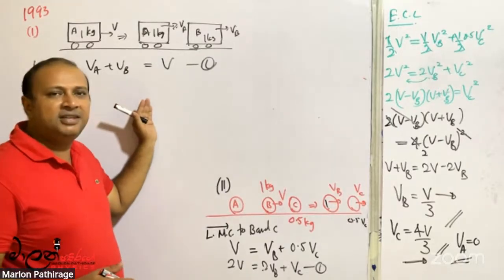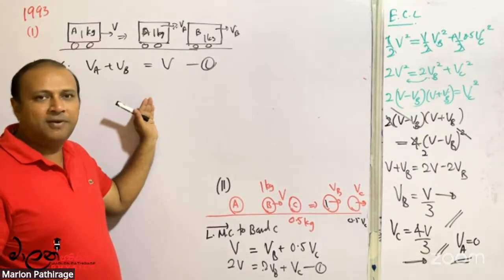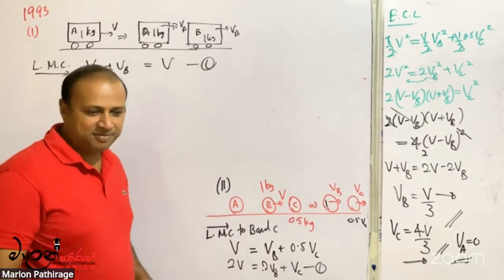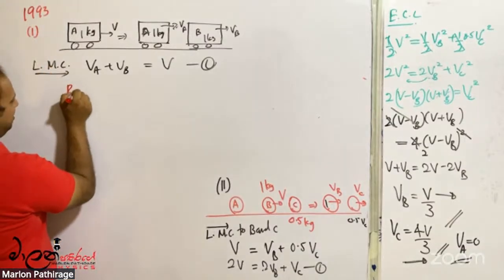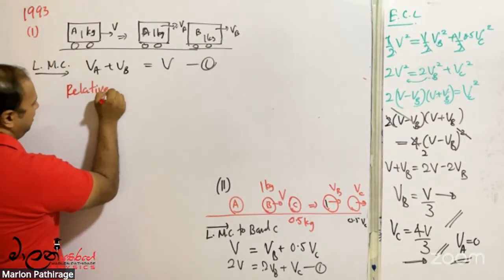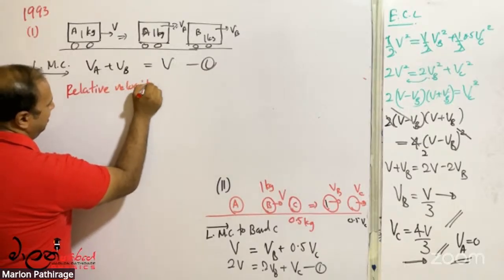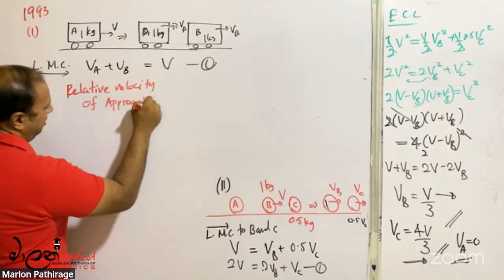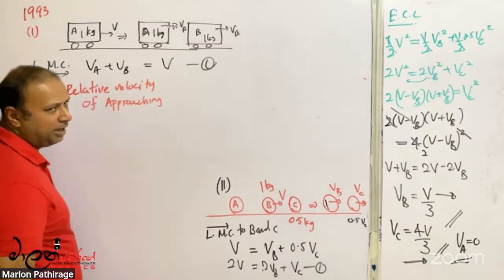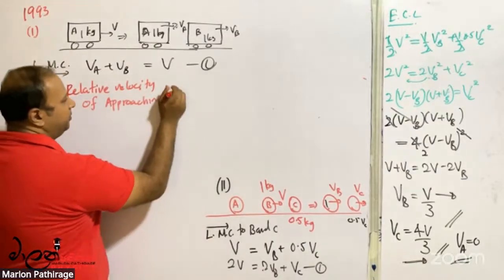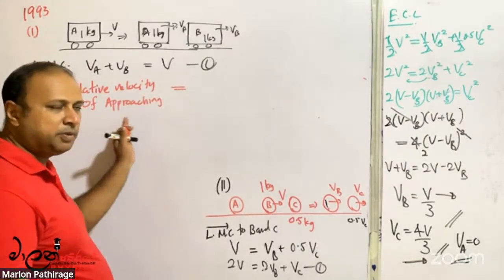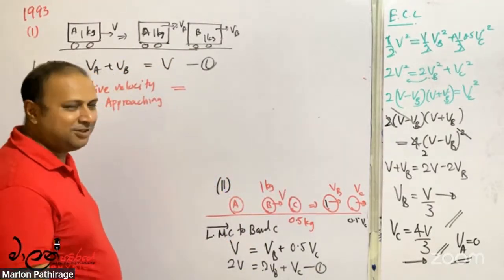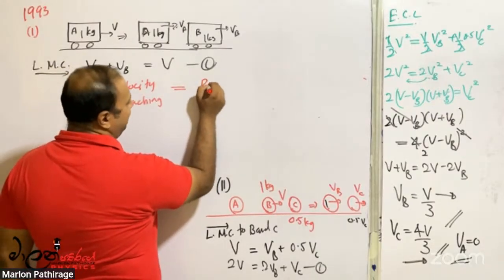Relative velocity of approaching is equal to relative velocity of separation. Relative velocity of approaching, relative velocity of separation.